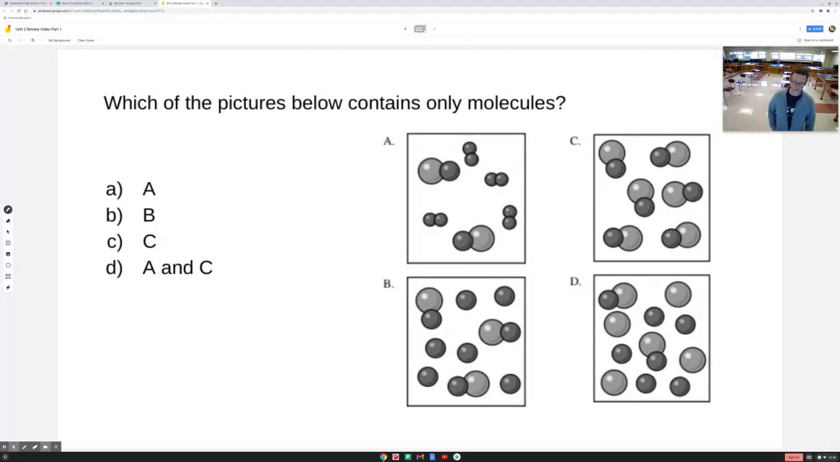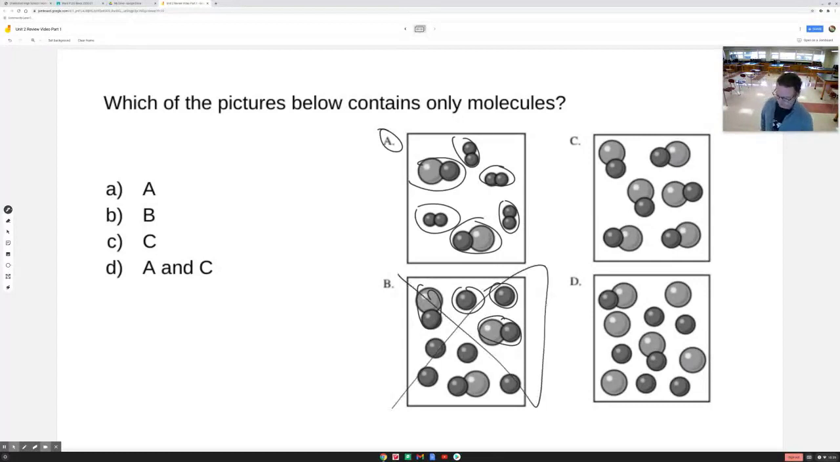All right, last one. Which one only contains molecules? Well, this one contains groups of 2 atoms. They're not all the same, but the question doesn't say that. It says only molecules. So this one's definitely a possibility. B has molecules, but it also has these individual atoms, so that's not correct. D is the same thing. It's got some molecules. It's also got some atoms of different elements, but the question was only molecules.